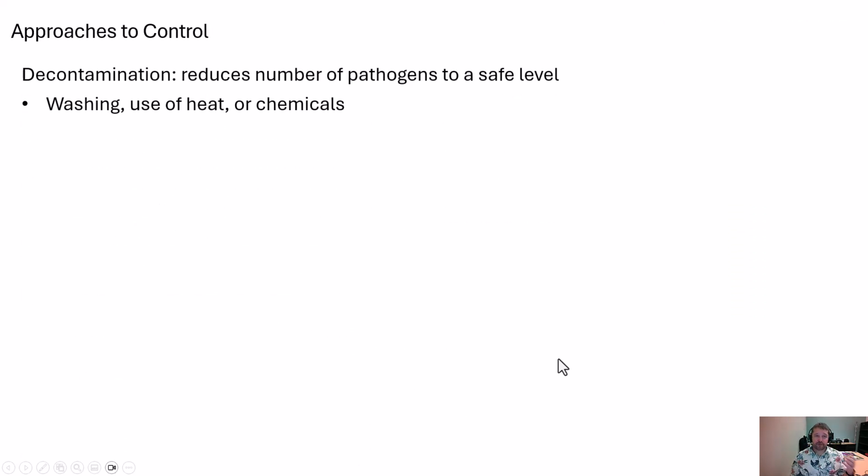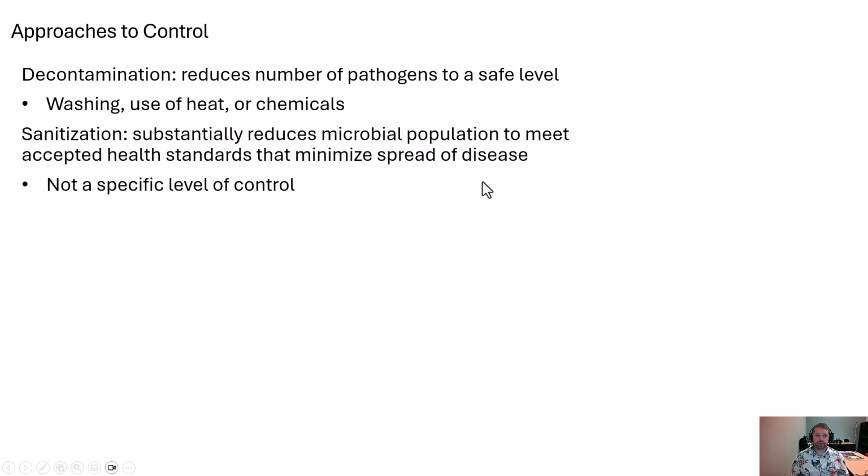Okay. Decontamination. It depends on what the facility is and what the action is, but decontamination is normally about reducing the number of pathogens to safe levels. This could be drinking water, this could be food, this could be a doctor's office. You're trying to reduce the number of pathogens to a safe level, and that can be washing things, using heat, using chemicals, using irradiation, different methods.